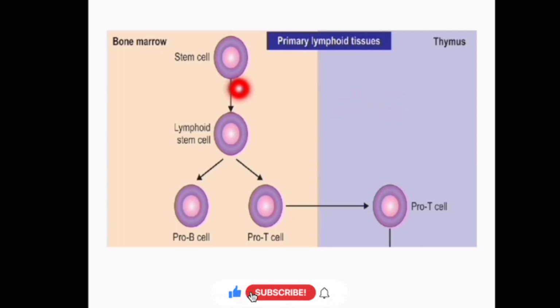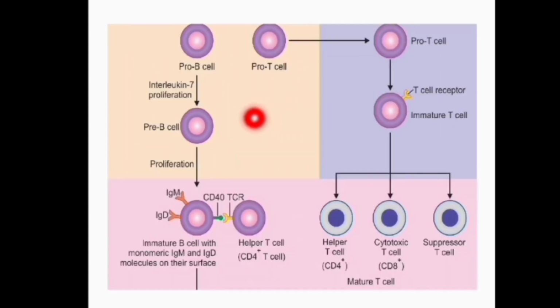Here, the primary lymphoid organ tissues are bone marrow and thymus. In the bone marrow, hematopoiesis produces the stem cell, and it produces the lymphoid stem cell. Again, it differentiates into the pro-B cell and pro-T cell. The pro-T cells migrate into the thymus. You can see clearly here.